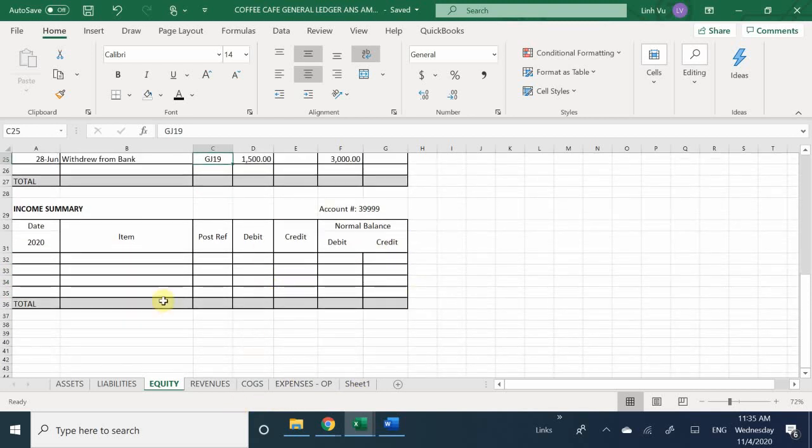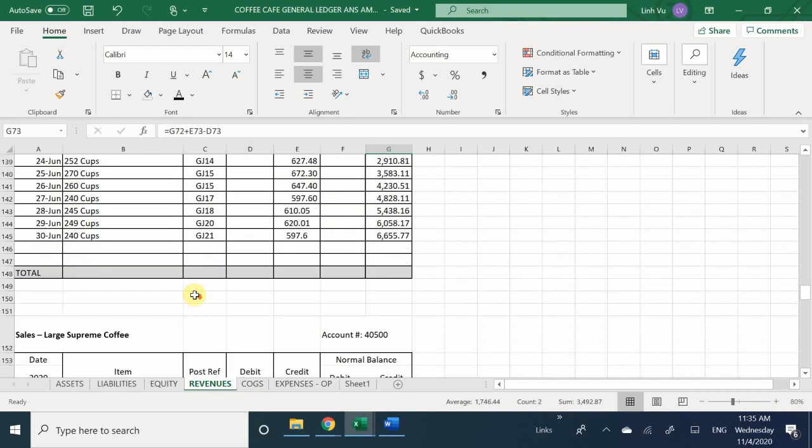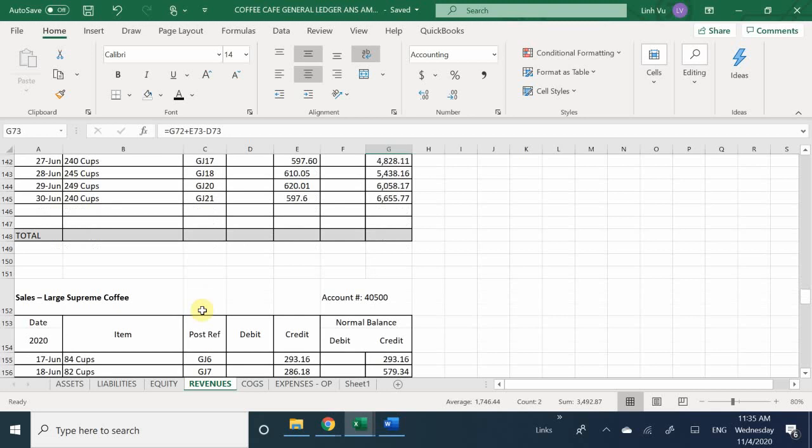I'm going to create my income summary by zeroing out all of my expenses and all of my revenues. And when I get a credit or a debit balance, depending on what it is, I'm going to invest it and close it out to my equity account. So that's what we're going to be spending tomorrow on. We're going to look at every single revenue account and we're going to close it out.